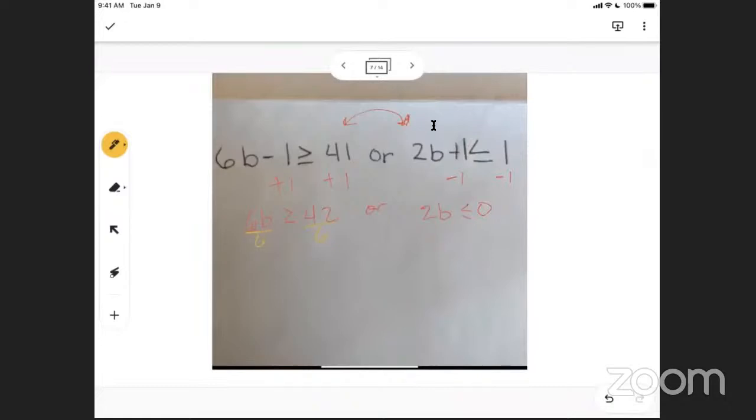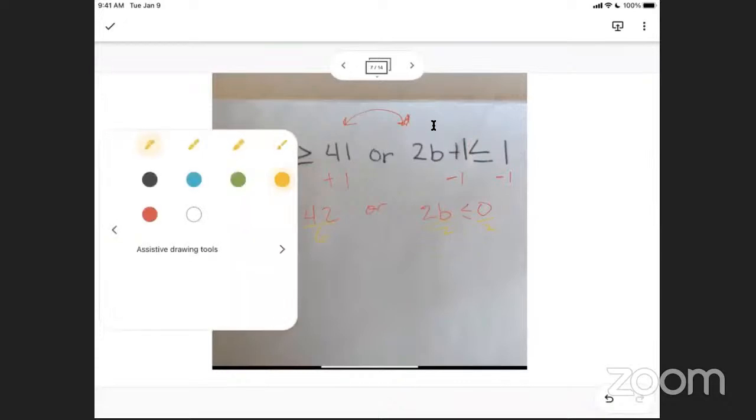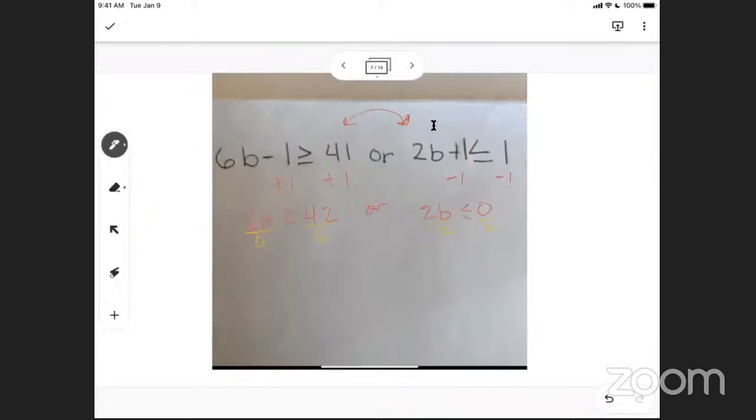How about for the other one? The other one, then divide by 2. Good. And what do I get when I divide by 6 on both sides? You can get 7. B is greater than or equal to 7, or B is greater than or equal to 0. Okay, you said it wrong, but I think you knew what you meant. Less than or equal to 0.